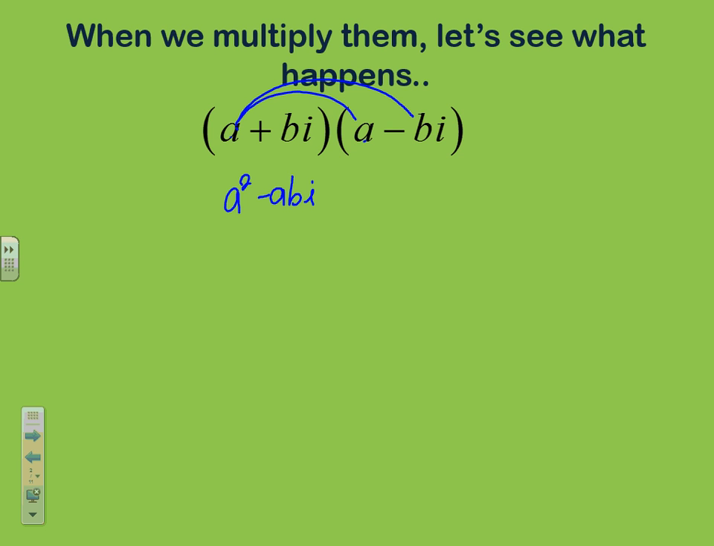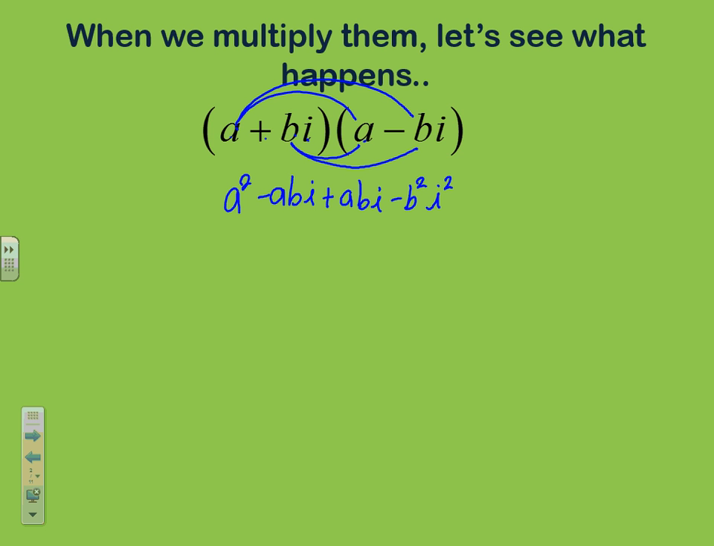Then I'm going to take the complex part here, multiply it by the a, and that would give me a plus abi. And then the last terms together: positive times a negative will give me a negative, and b times b will give me b squared, and i times i will give me an i squared.